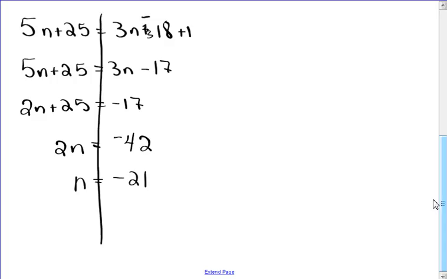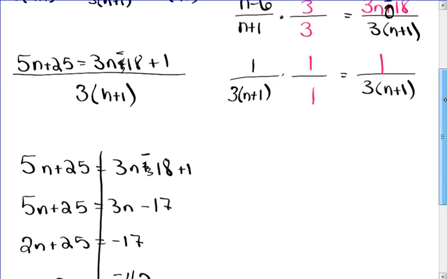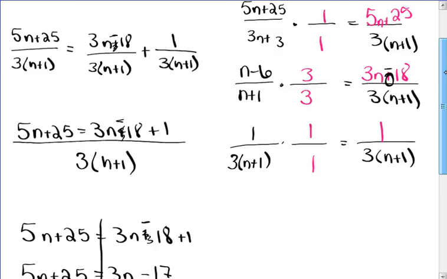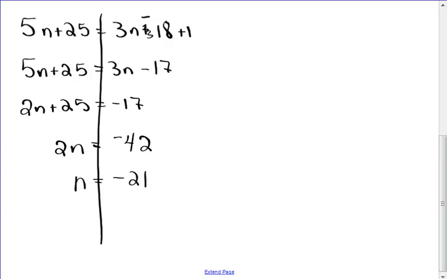Again, we have to check to make sure that answer does not make any of my denominators turn into 0, because you can't have denominators equaling 0. So let's go back up here. What are my denominators? 3n plus 3 and n plus 1. So we're going to check our denominators.